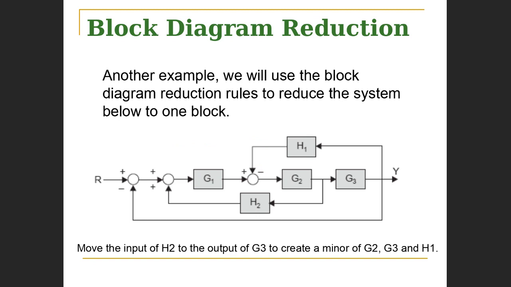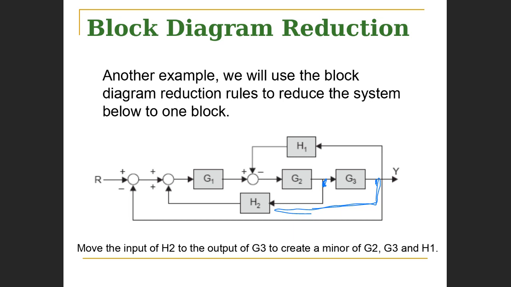All right, so in the procedure we'll follow, what we're doing is to move the input of H2, which is right here, the pick-off point, to the output of G3. So what are we moving? We are moving the pick-off point from here to here. So it will now look like this when we're through. So let us see what the result is in doing that. And the rule would apply.